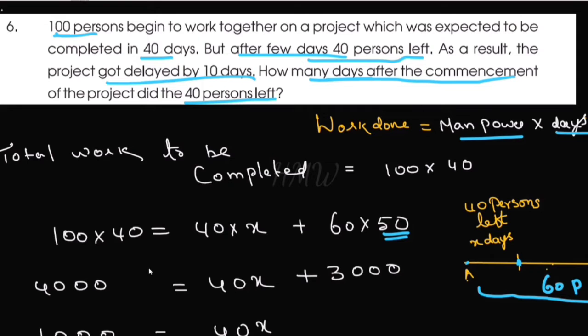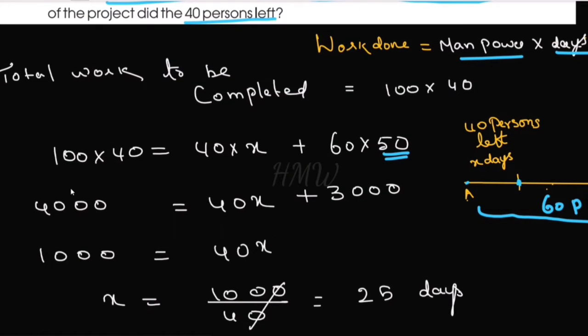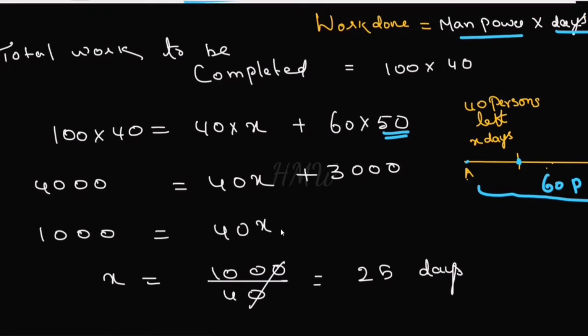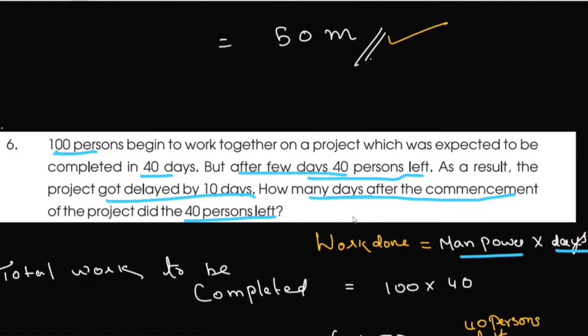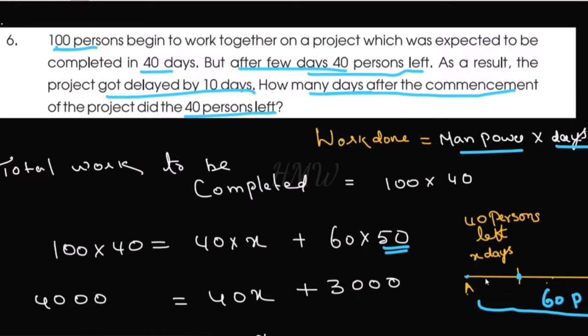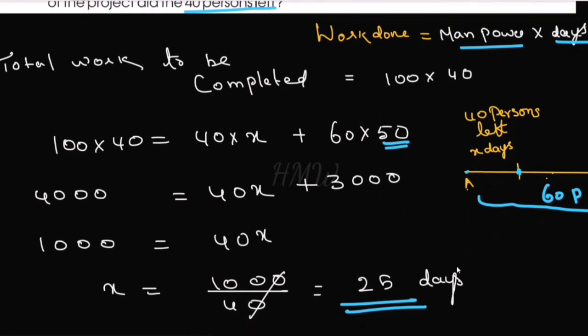So now you just equate these two. So you get 4000 is 40x plus 3000. So 4000 minus 3000 is 1000, equal to 40x. So x is equal to 1000 by 40, so 100 by 4, 25 days. So how many days after the commencement of the project did the 40 people leave? After X days, so after 25 days, 40 people left.